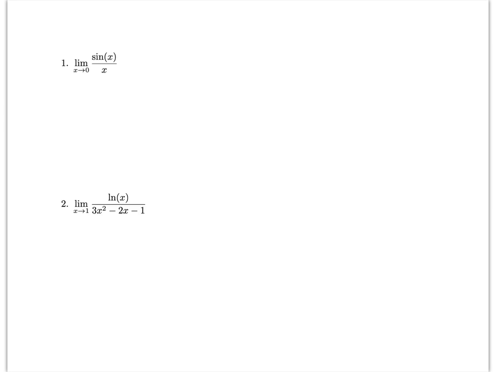Okay, the limit as x goes to 0 of sine x over x. But first, we just try plugging in 0. Okay, so we have sine of 0 over 0. The sine of 0 is 0. So this goes to 0 over 0, which means I can apply L'Hopital's rule. This is an indeterminate form, which means I don't know the answer. So I'm going to apply L'Hopital's rule.